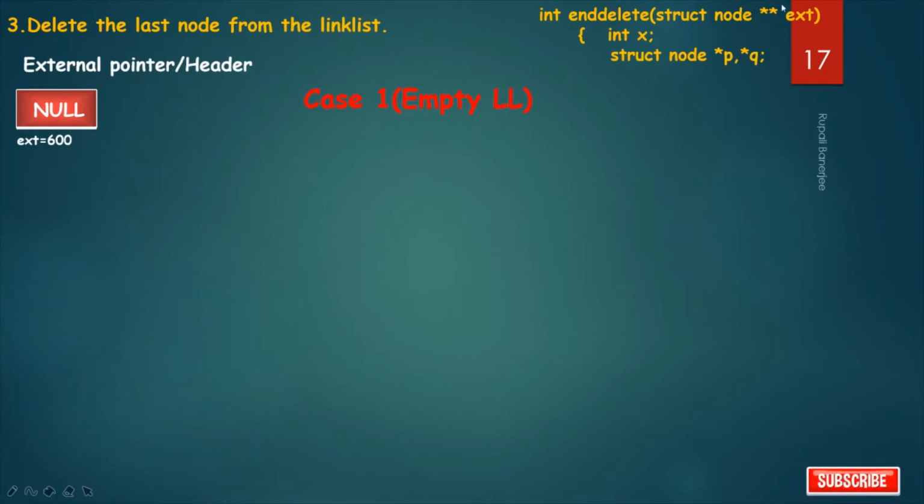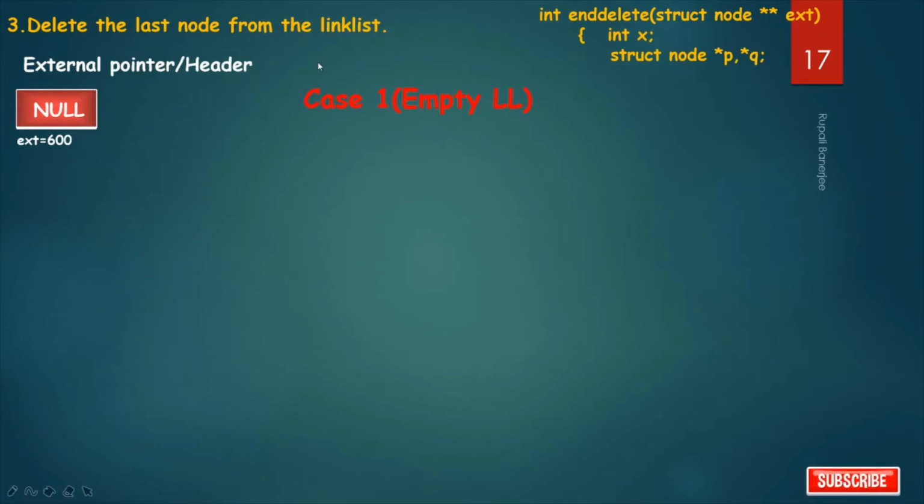Here also we are passing the address of the external pointer, that is 600. Now struct node *p, *q means p holds the address of any node, and q can also hold the address of any node. I am declaring another variable x, an integer variable. Now the first case is an empty linked list. Empty linked list means if there is no node, then deletion is not possible because no node is there.